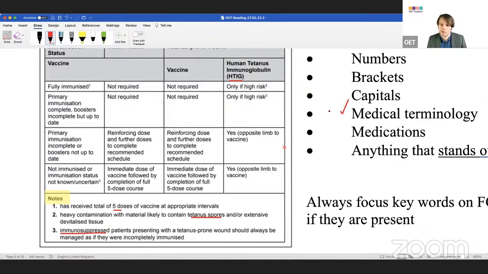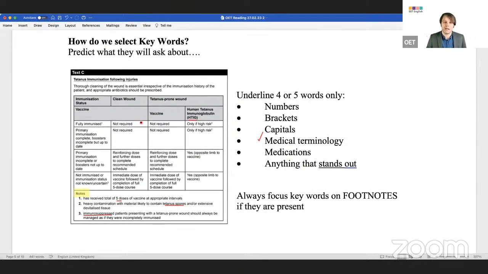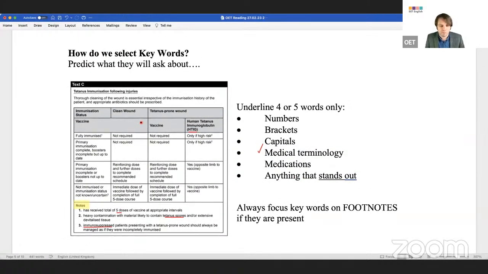Medical terms. Okay. So look, it's not very difficult, but is this clear for everyone? We're going to underline 4 or 5 words, and we're looking for numbers, brackets, capitals, medical terminology, medications, or anything that stands out. Is that clear for you guys? Does anyone have any questions here? It's pretty simple, isn't it? You're just guessing on words that maybe they will ask about. Now, keywords, I think, is very easy, really.